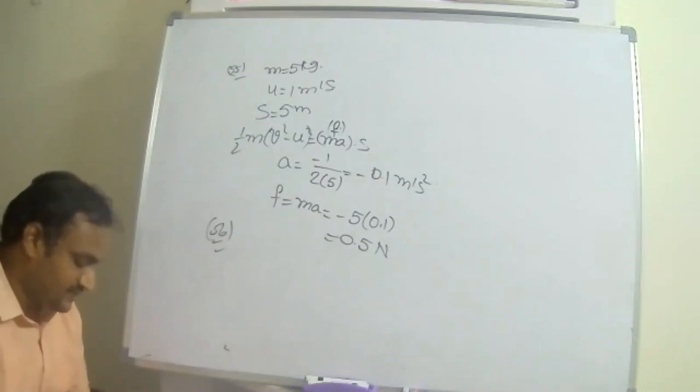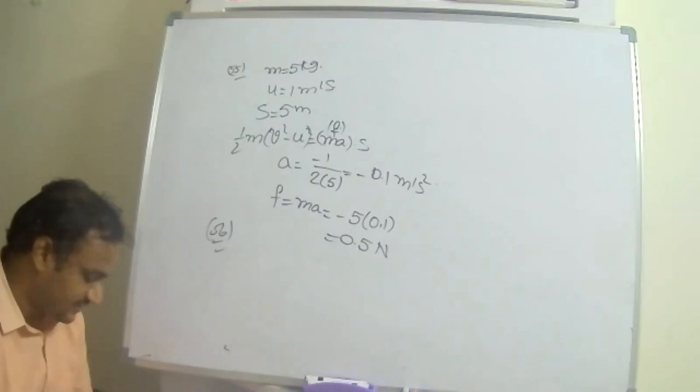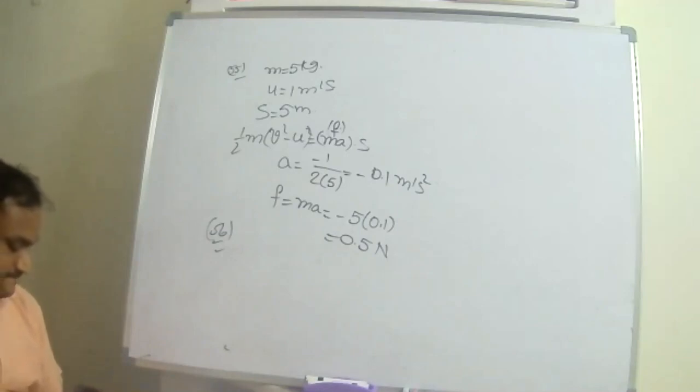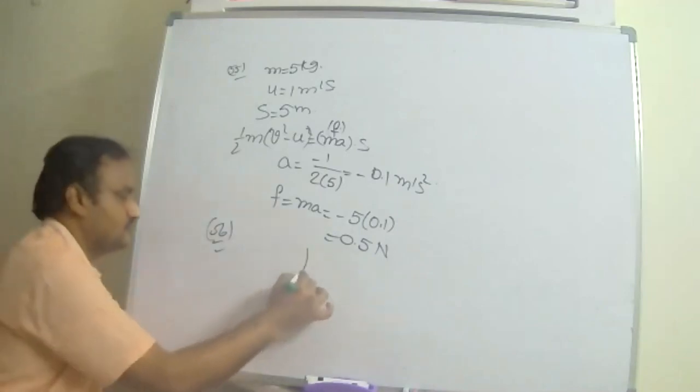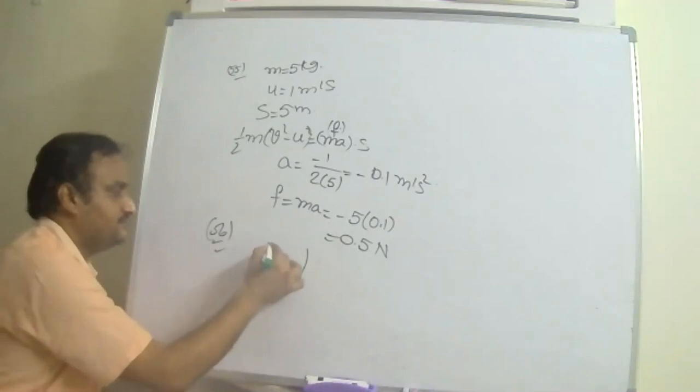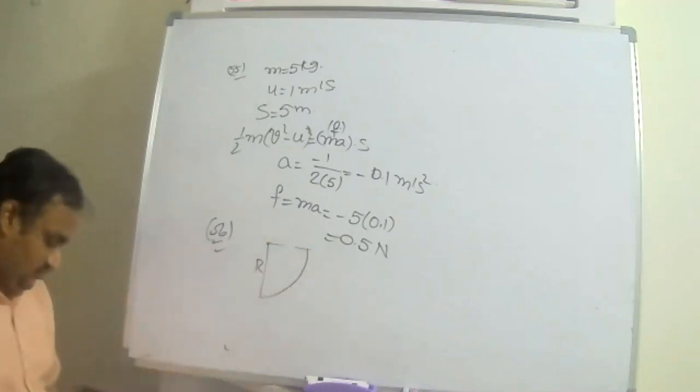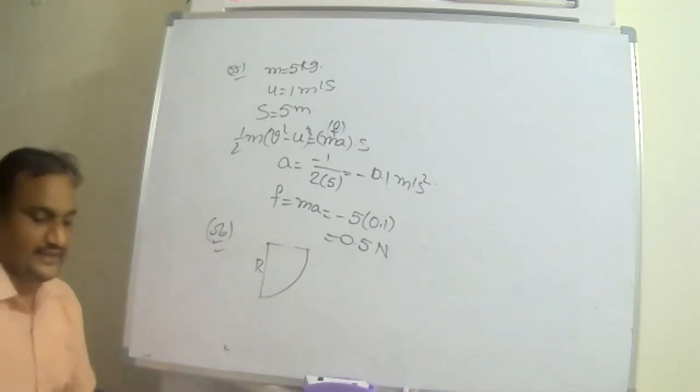A body of mass 2 kg moves down a quadrant of a circle of radius 4 meters. The velocity on reaching the lowest point is 8 meters per second. The work done against friction is? So quadrant of a circle, how much distance has it come down? It has come down r.